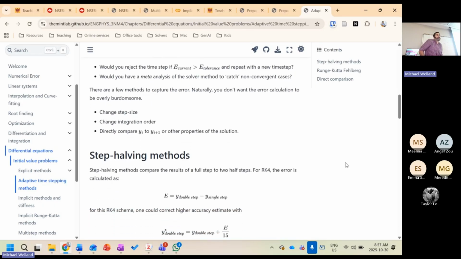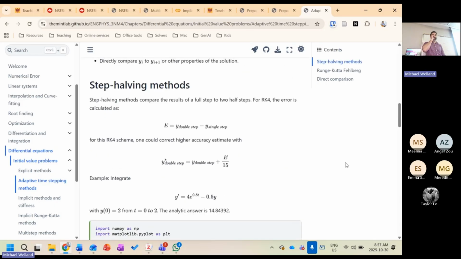How would you catch non-convergent cases? A lot of the times, as you guys found out in computational multiphysics, sometimes your solver just laughs and dies, right? Doesn't even converge. What do you do then? One of the ways that you could formalize characterizing the error is by using the time steps, right? You either do a double step or a half step, and you take 2 half steps compared to your full step.